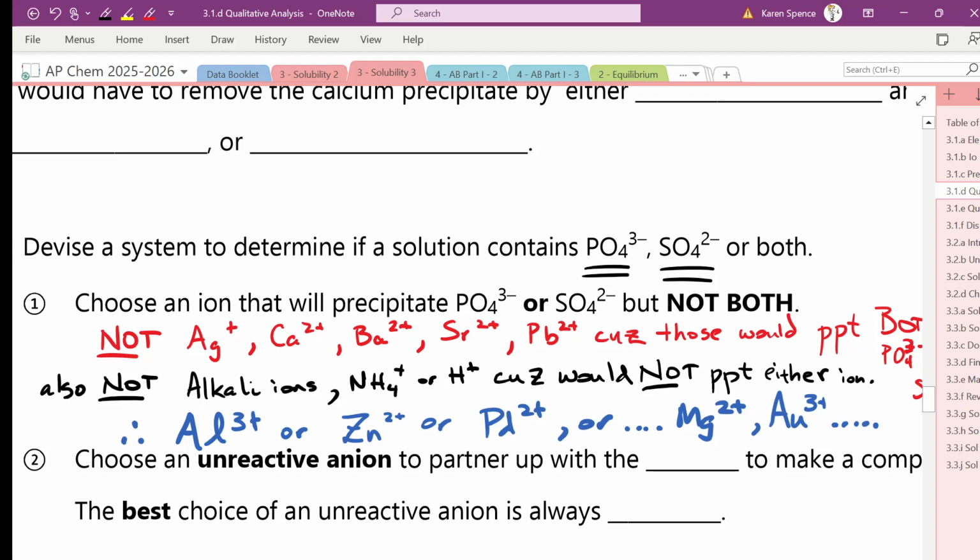Would we like to pick one? Which one would you like? Sorry? Which one? Scandium. Okay, scandium. Sure. Sc3+. All right. So let's choose now an unreactive anion to pair up with the scandium.